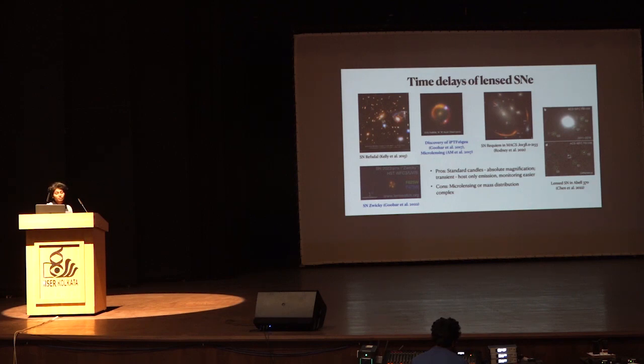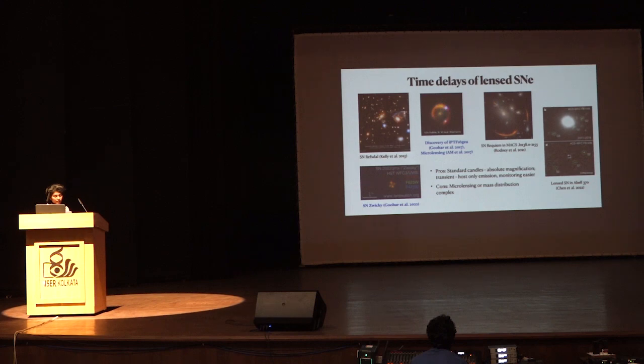So as a result, the light curves have fluctuations which are also time dependent, and these fluctuations are different for the different lensed images, because the stellar population that is in the vicinity of these individual lensed images happens to be different. And so this microlensing introduces much more complexity and makes it difficult to use lensed supernovae for these time delay based cosmology.